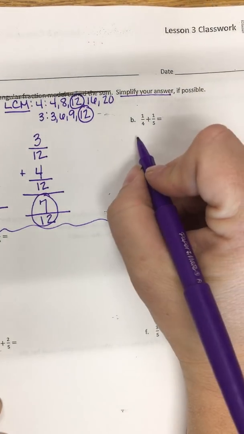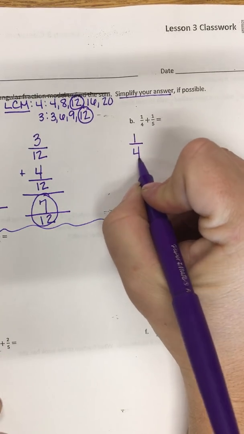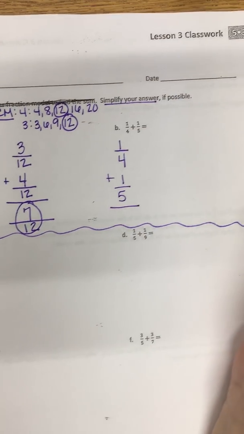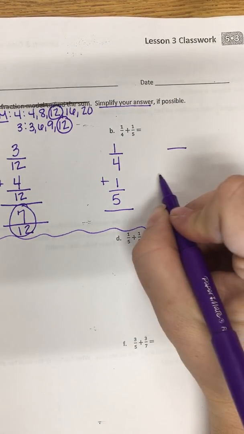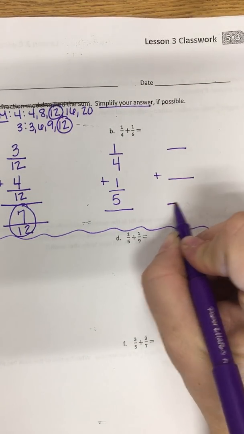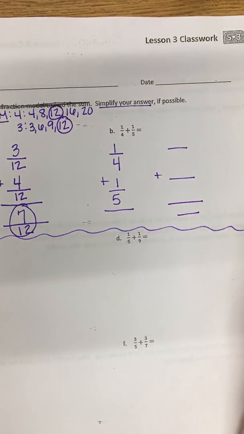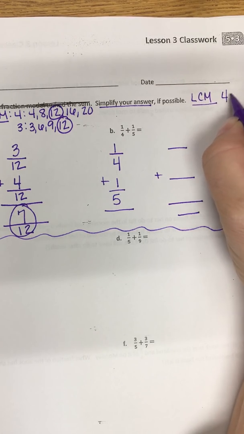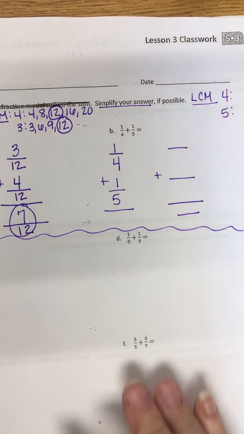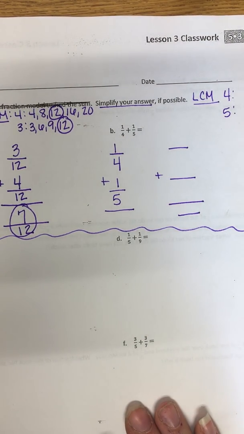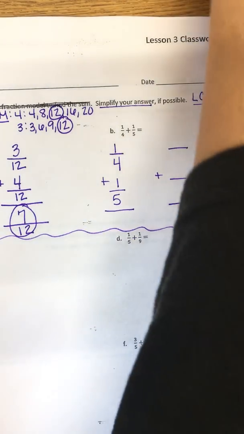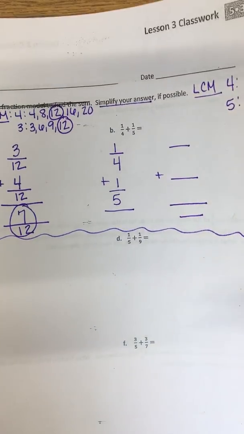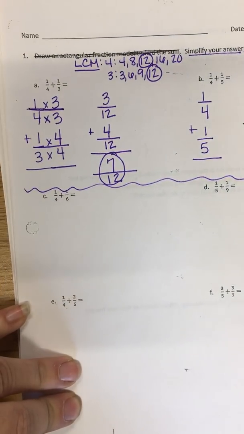For B, 1/4 plus 1/5. Again, we cannot add that together because we must have a common denominator. So you will need to find the least common multiple of 4 and 5. Complete B on your own. Please press pause while you complete B. Let's look at C together.